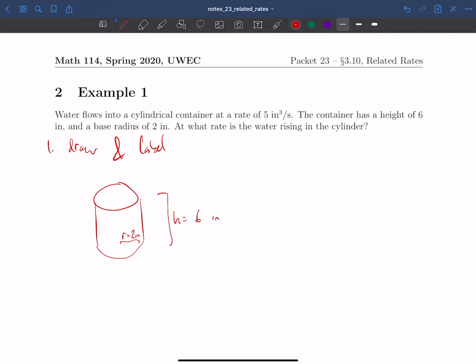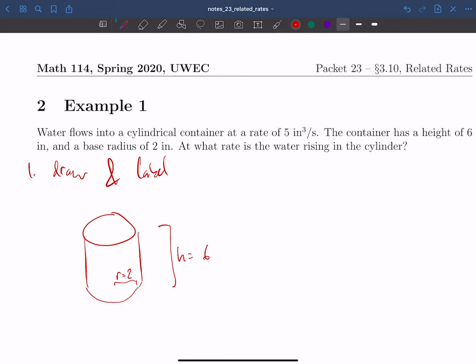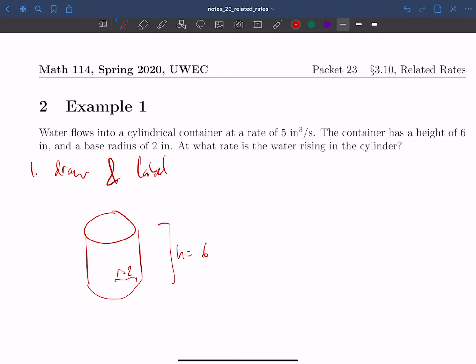I often, when I'm doing one of these problems, will omit my units of measure because I think that they end up cluttering things quite often.